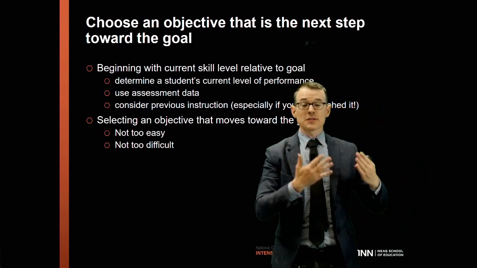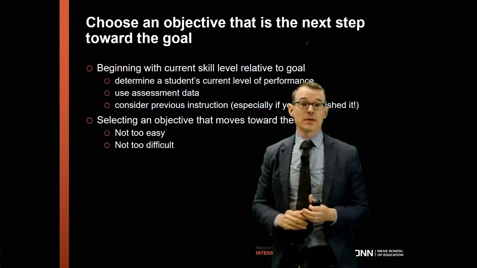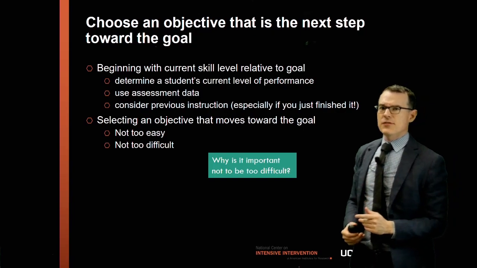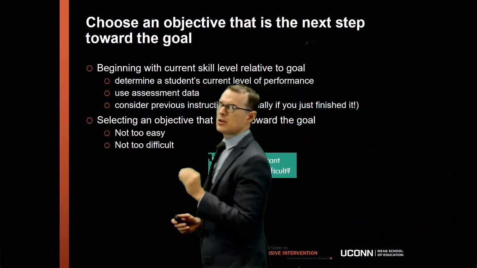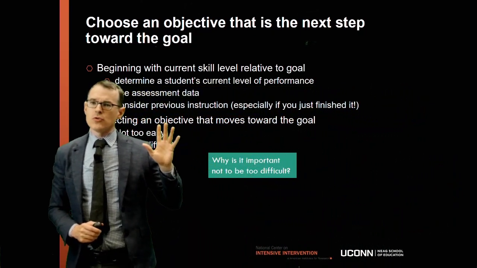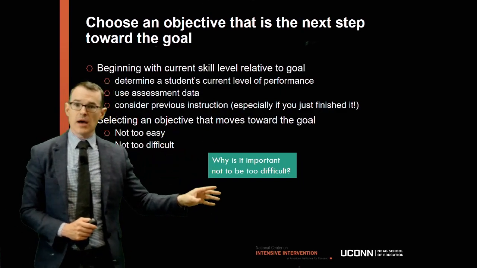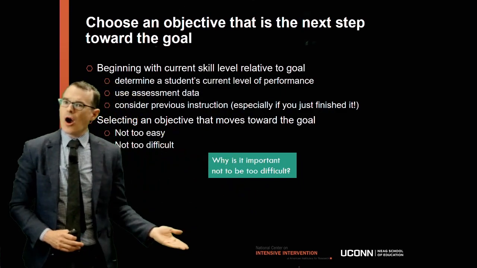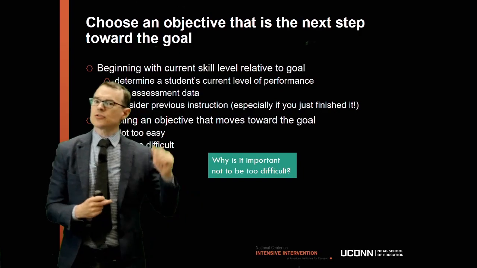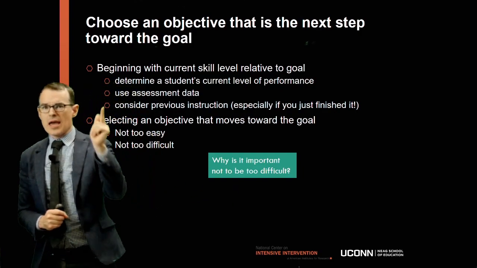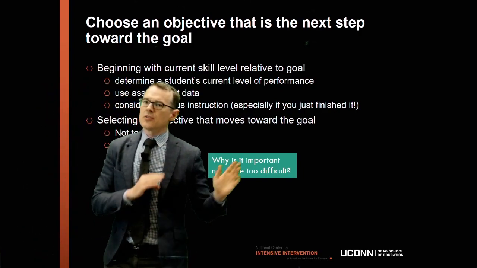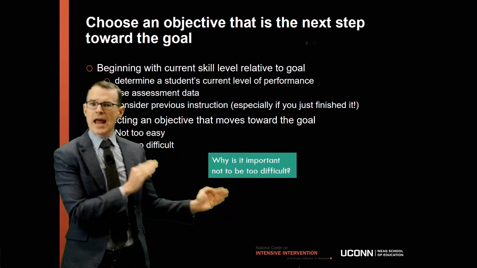We already said the goals need to be ambitious, so that's certainly not going to work at the objective level. But what about the difficult part? I mention this because, as I talked about when I went through the introduction to this module, sometimes people argue we should give students a challenge. Let's give them something that's a little difficult and maybe they can rise to the challenge. But I'm going to argue to you that it's important not to be too difficult.